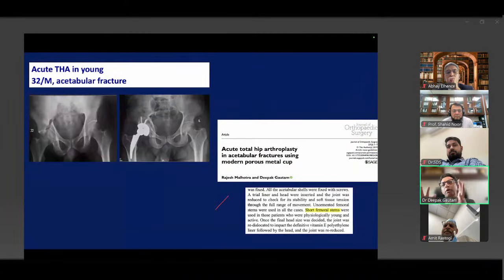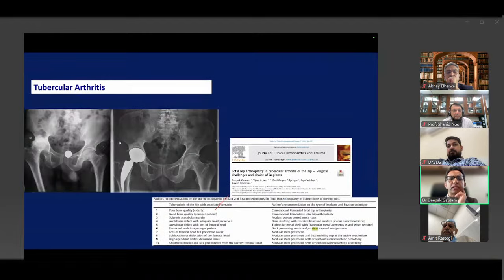Another case: we have published our series of performing total hip arthroplasty in acute acetabular fracture. Young patients received short stems irrespective of the type of acetabular fracture. On the femoral side, they received the short stem. It is used in tubercular arthritis as well. In fact, we have given the choice of stem in tubercular arthritis in our paper, saying that if the patient is young and the bone stock is good, you can still go with the short stem.